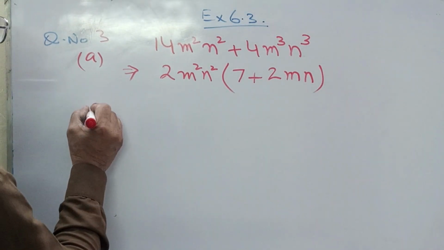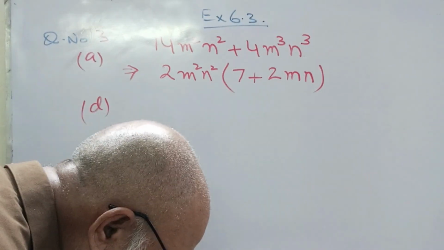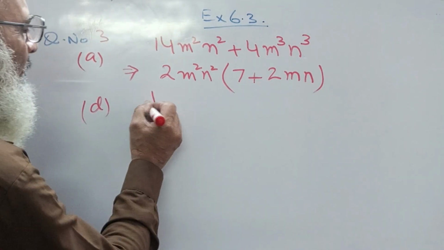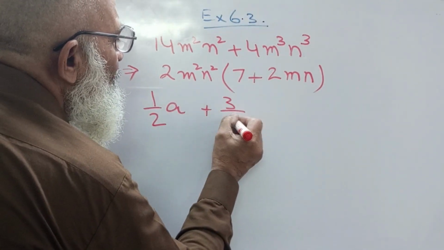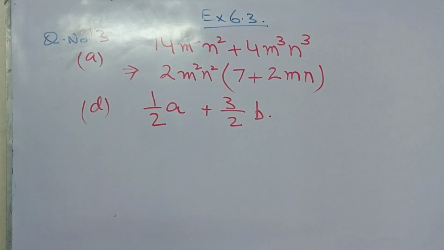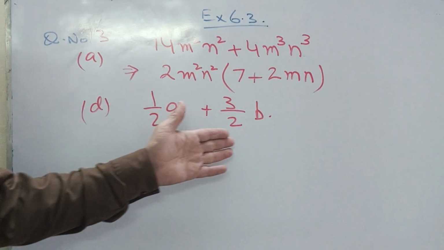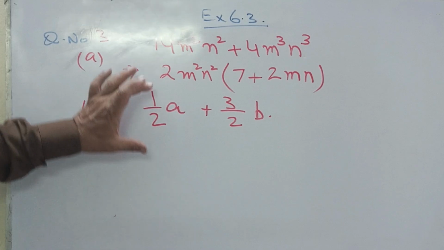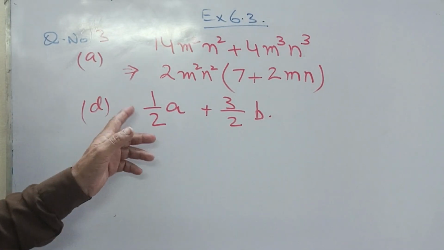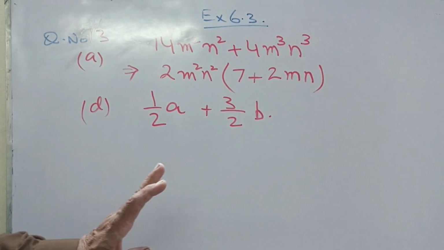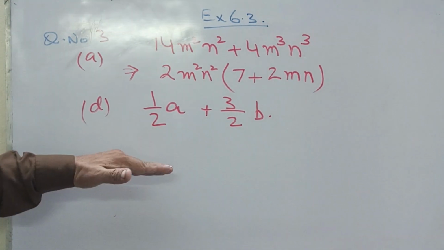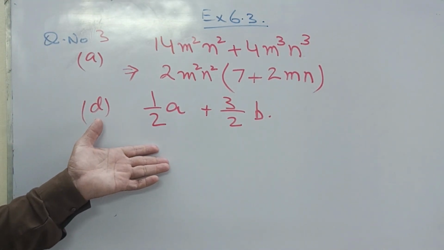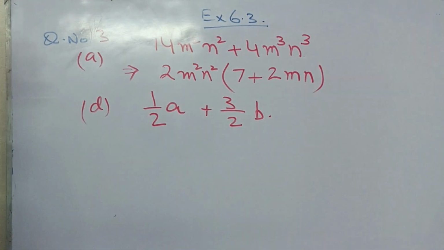Part D, which is in fractions: half a plus 3/2 b. You know that this one is the bigger term and this one is the smaller. I am talking about the coefficients. Now this is half and this is 1.5, and this is only half. So it means we can take half out of it.